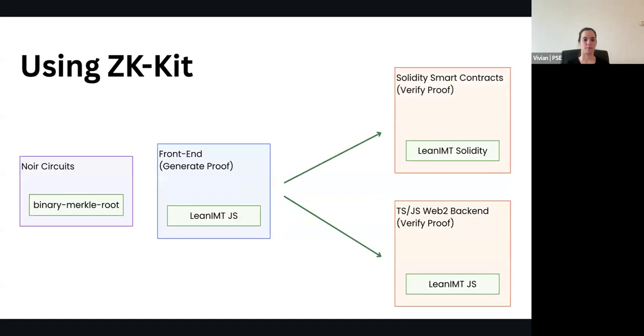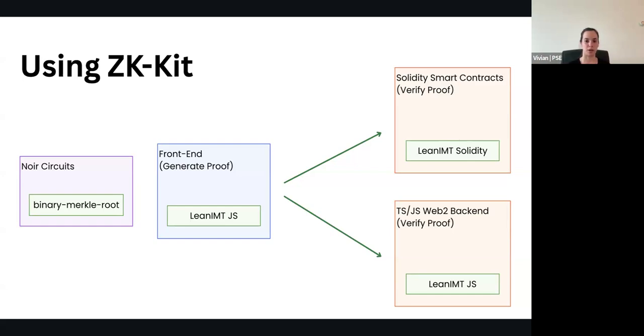This is a diagram to show how you can use ZK-Kit. In the Noir ecosystem, you will have your Noir circuits, then you will have your logic for your circuits. Using the binary Merkle root as an example, you imagine that you want to calculate the Merkle root, then you will have your logic, and then you will use this library and have your circuits. And then for the front end, since the libraries are compatible across different ecosystems and programming languages, you can use any binary Merkle tree from ZK-Kit.